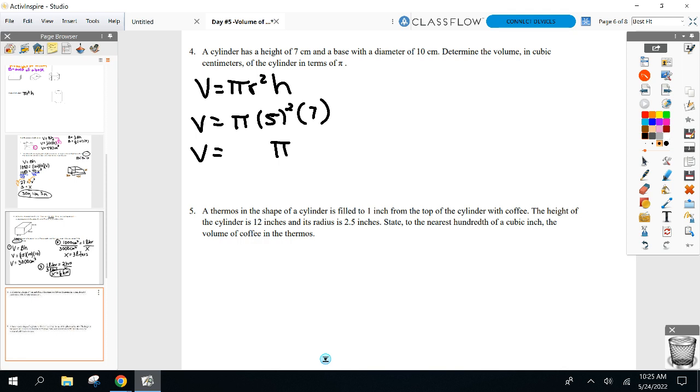Well, I got 7 too here, though. 5 squared is 25. You got to multiply everything but the pi. 25 times 7, I got to multiply it all. Is it possible to multiply 7 and 25? That's what you're doing. Okay, then so 175. 175 pi, units, centimeters cubed.